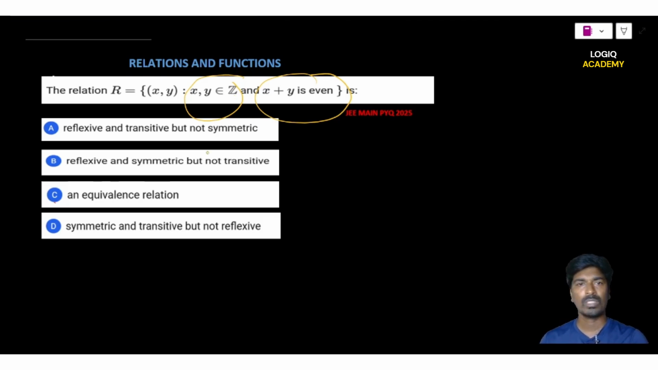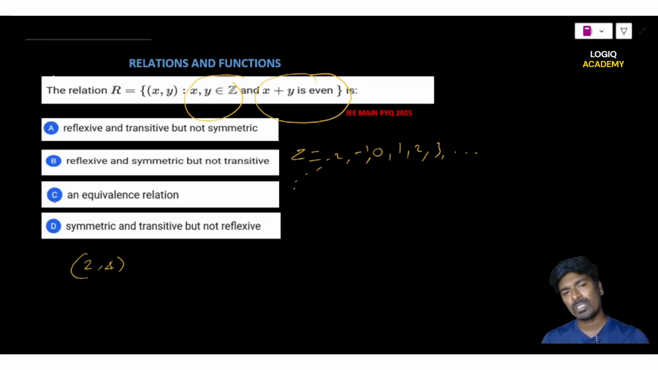So we have to choose any number from integers, any numbers, 1, -1, any number you can choose. But the sum of those two numbers is even. So I am going to take 2 comma 4. So instead of checking the conditions, we can use only the numbers for checking reflexive, transitive and symmetric. So I am going to choose only 3 numbers.